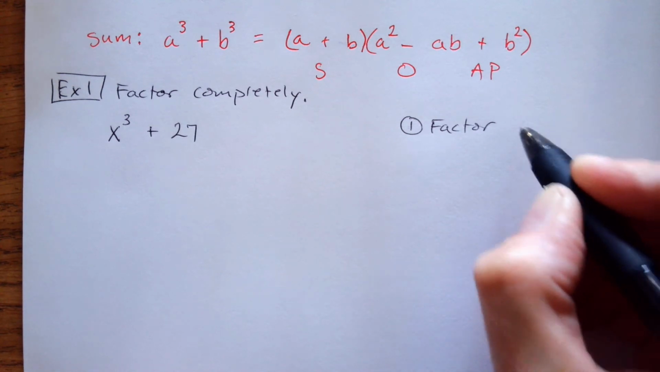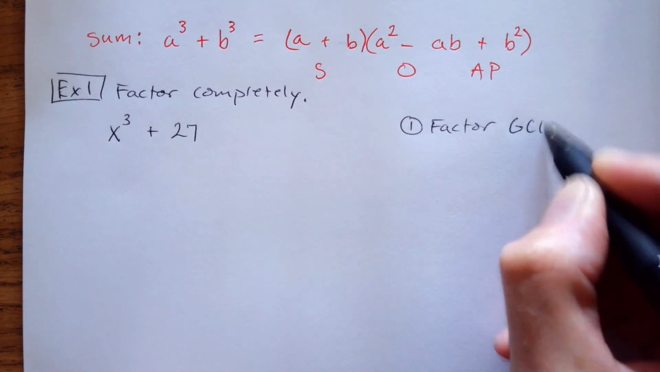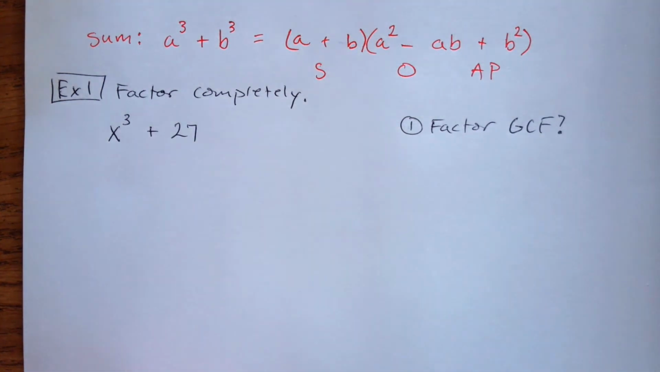So step 1, factor GCF, question mark. Can we factor out a greatest common factor? And in this case, we cannot. Do we understand that? You can't do it.